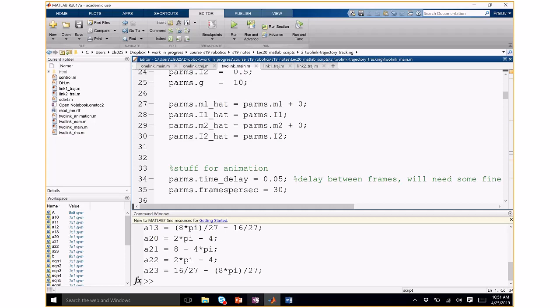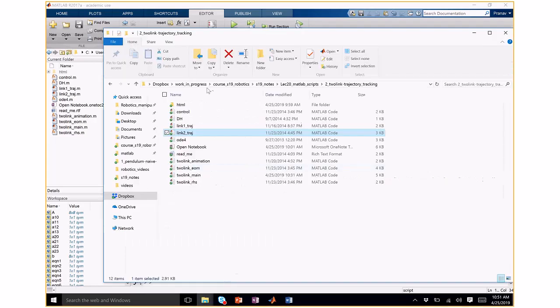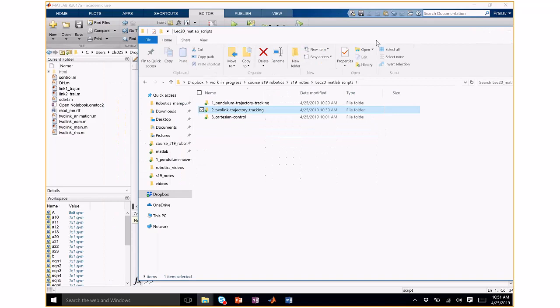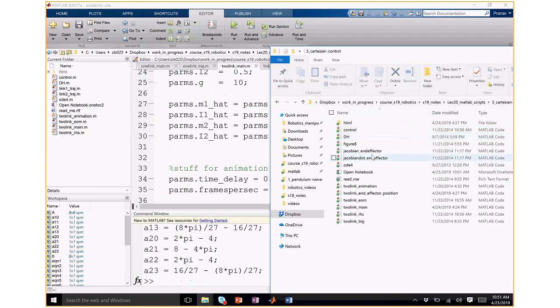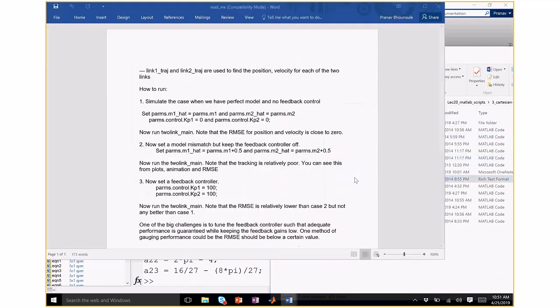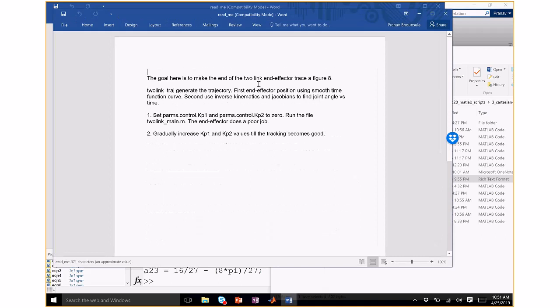Okay, so this is going to be the third file. If you go to my lecture 20 Matlab scripts, the third one, open that, open the README. So we want a two-link manipulator. You cannot do it with one link. You need at least two links, because you need to have the end effector move in X, Y space, and you need at least two joints to do that, because there are two things which are asked for, X and Y.